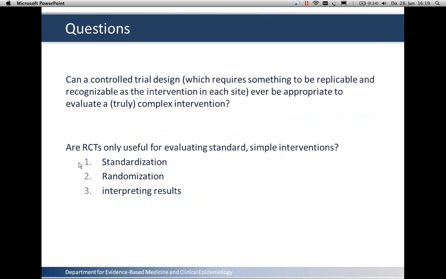Therefore, we are at the main question: can a controlled trial design, which requires something to be replicable and recognizable as the intervention in each site, ever be appropriate to evaluate a truly complex intervention? And I will make it clear on these 3 points: on the question of standardization, on the question of randomization, and also on the question of how to interpret the results.